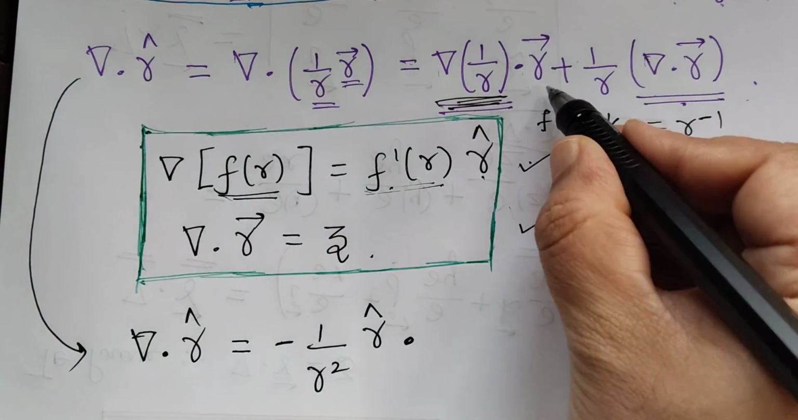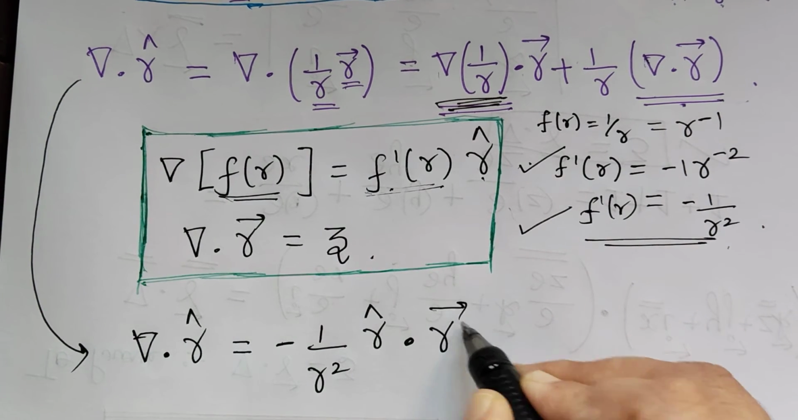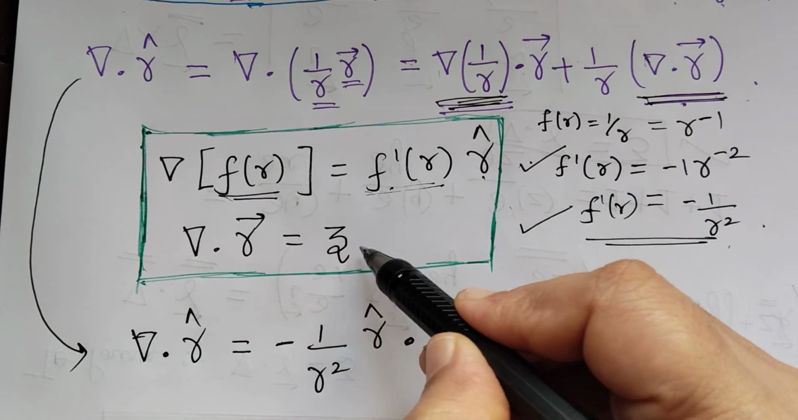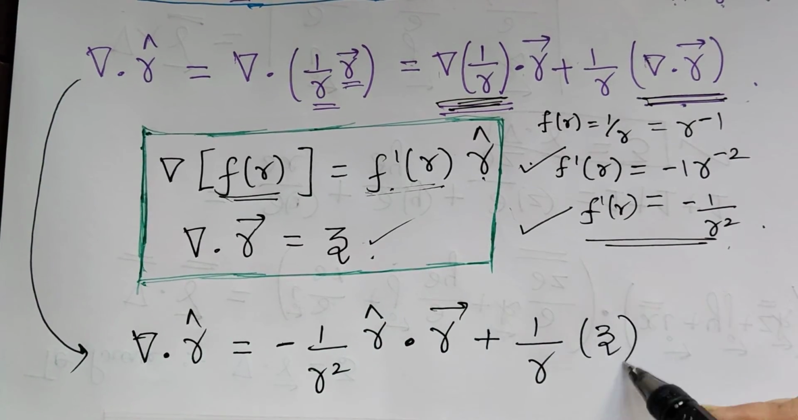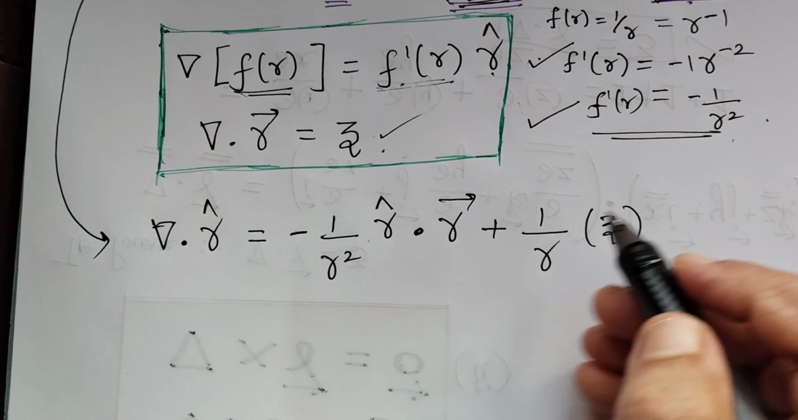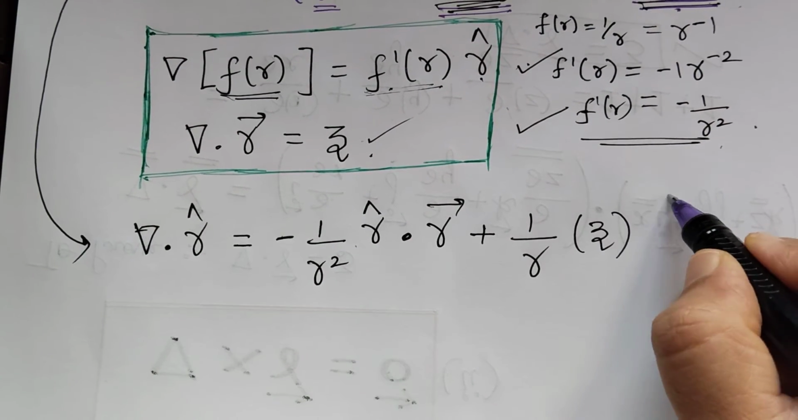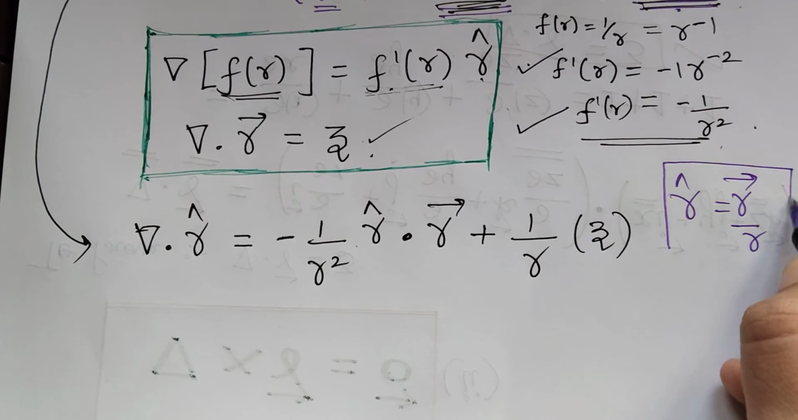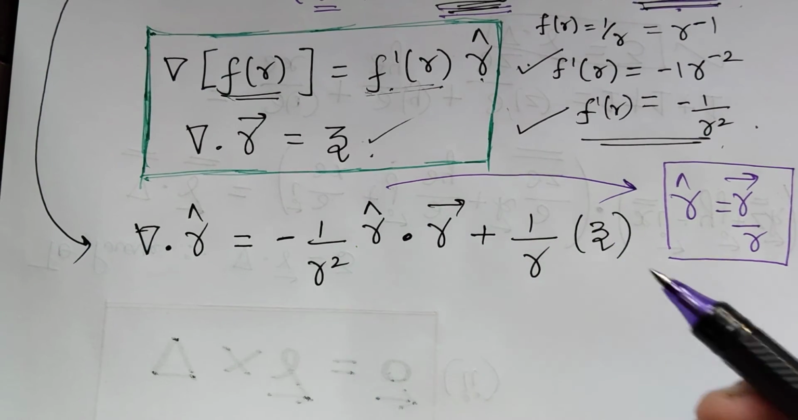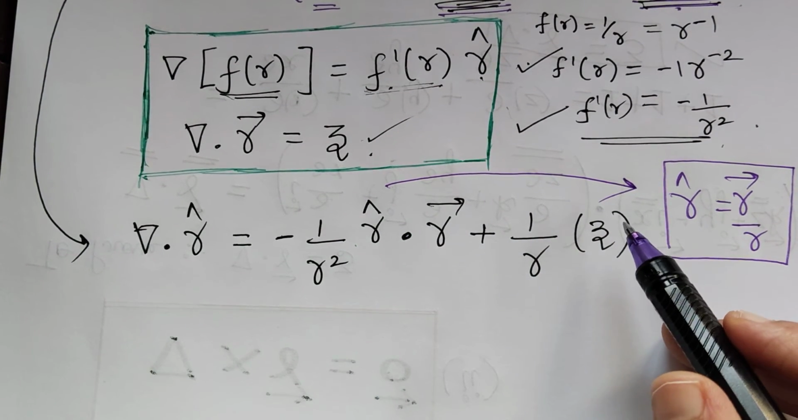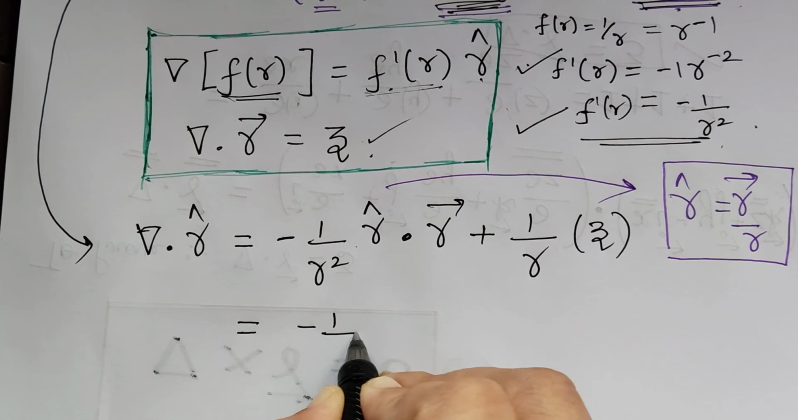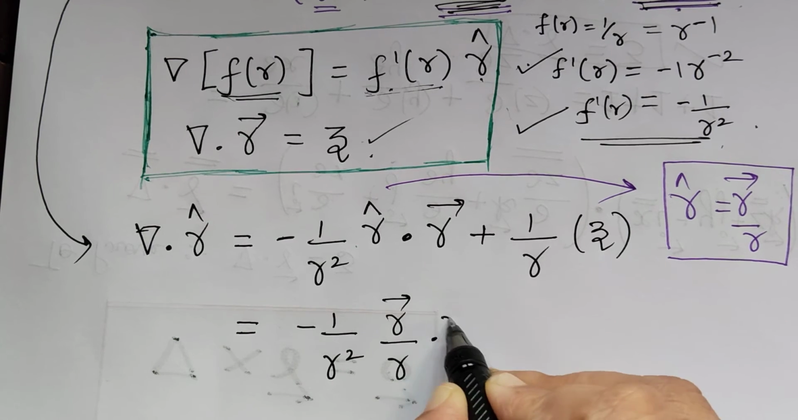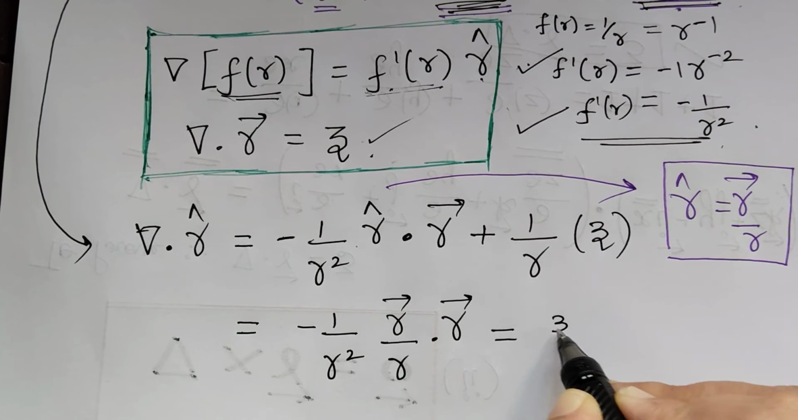So instead of nabla 1 by r, we have obtained this, dot product with r vector, plus 1 by r multiplied with, what is nabla dot r vector? It is 3. So this is 3. Now again here r cap can be replaced, as we know that r cap is equal to r vector divided by r. So we are going to replace this r cap with this formula. So this will become minus 1 by r square, r cap is r vector divided by r, dot product with r vector, plus 3 by r.